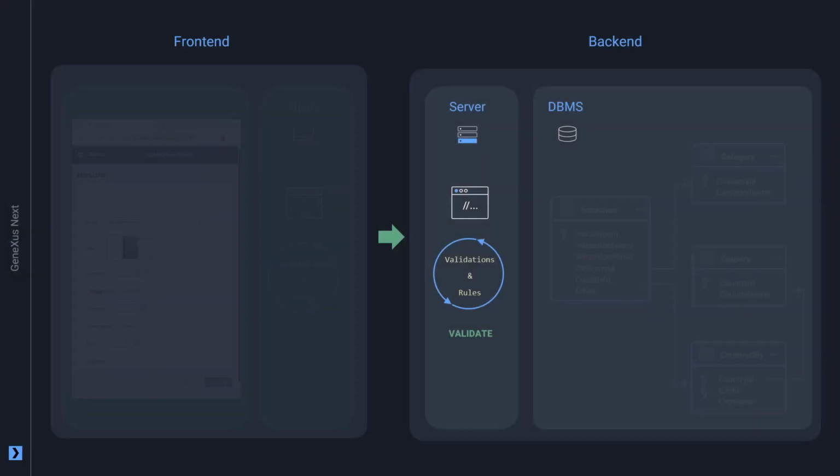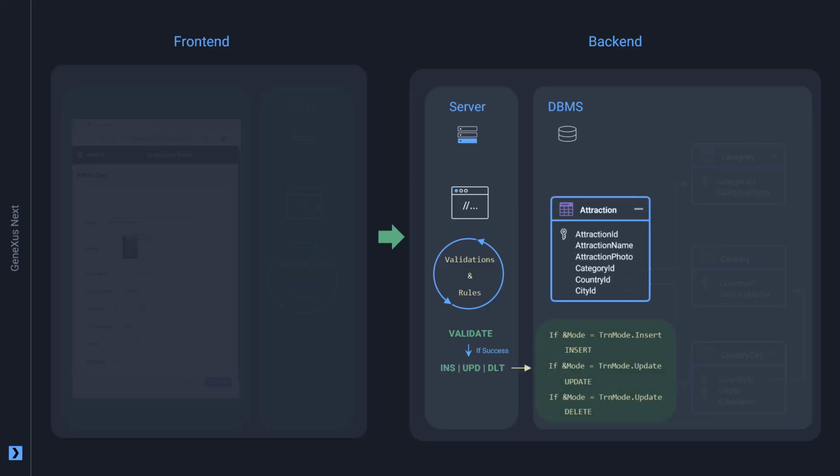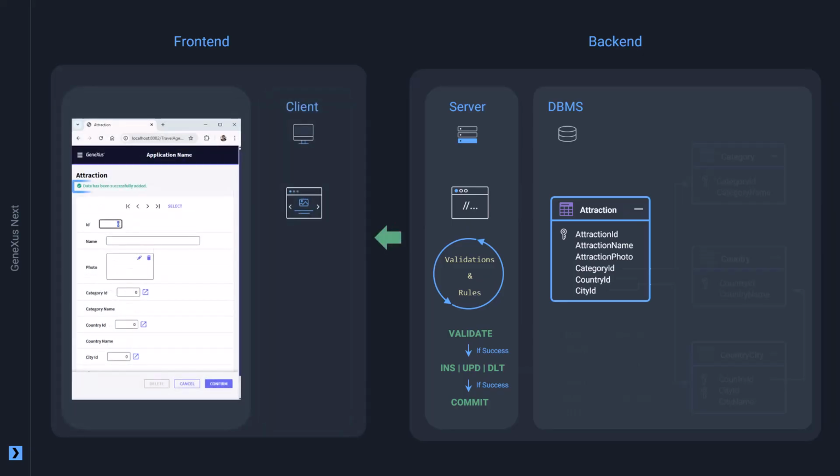So, after the validate action, if it was successful, according to the mode, one of the three possibilities is executed on the table. If the mode is insert, the order is given to insert a record. If it is update, to update. And if it is delete, to delete. And after this, if this operation on the table, insert, update, or delete, was successful, the commit is executed, and the result is returned to the front end.